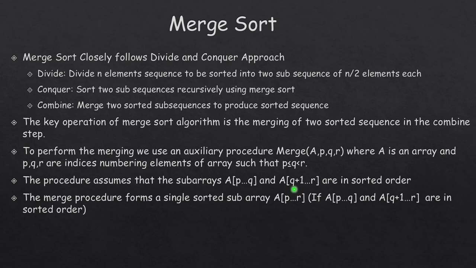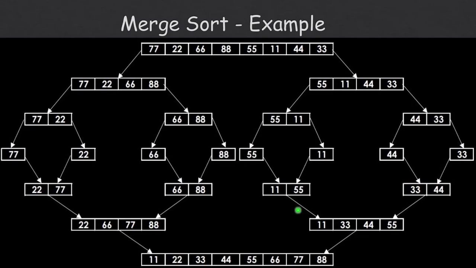So the key procedure in merge sort is merge, where we have 4 parameters. A is the array, and P, Q, R are index values. If the subsequences A of P to Q and A of Q plus 1 to R are in sorted order, the merge procedure forms a single sorted subarray. So let's look at an example for merge sort.